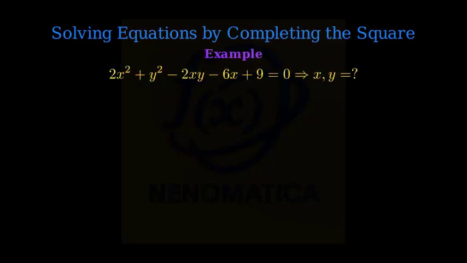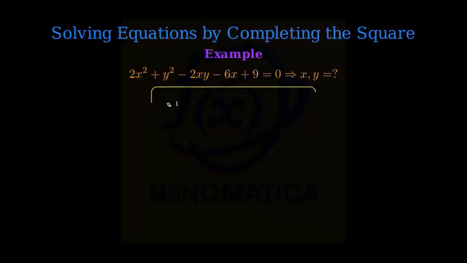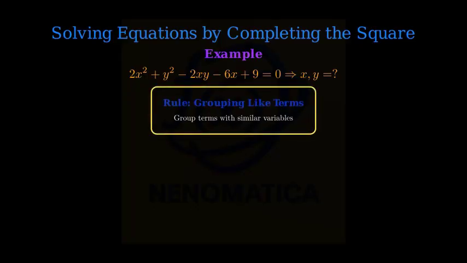Let's start with our first example. We need to find the values of x and y that satisfy this equation. Let's analyze this step by step. Our first step is to rearrange the equation by grouping related terms. We'll group the terms with x squared and xy together, and then group the terms with y squared together, and finally group the terms with just x and constants. This gives us.